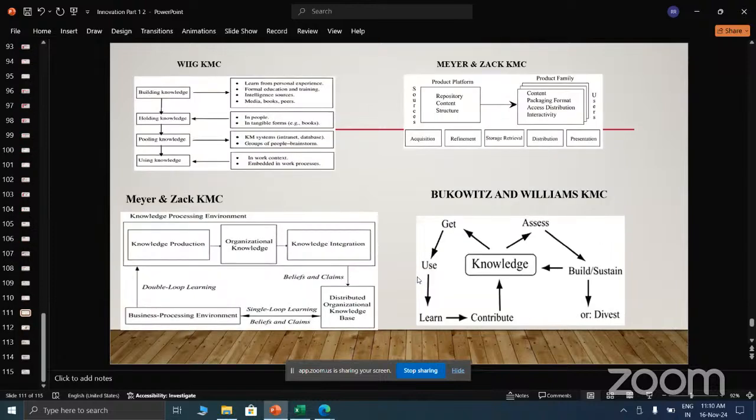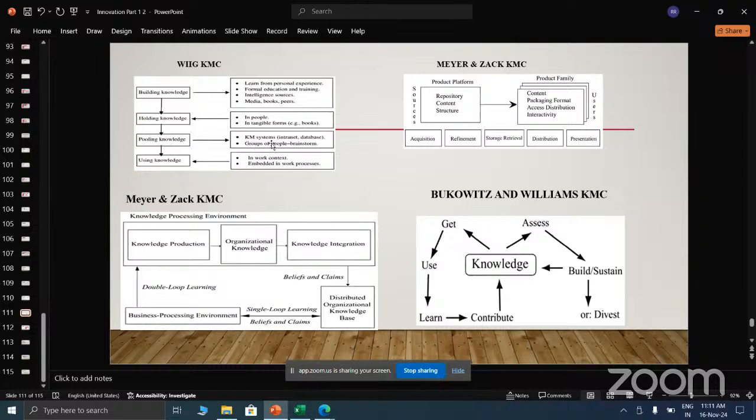Now let's discuss the four models which we discussed. BKMC, that is 1993. This includes building knowledge, holding knowledge, pooling knowledge, and using knowledge. Under building, we have learning from personal experiences, learning from education or training, learning from intelligent sources, or like I said, we used to reach out to eminent authors, media, books, and peers. Under holding, knowledge is held in people and in tangible forms, that is books.